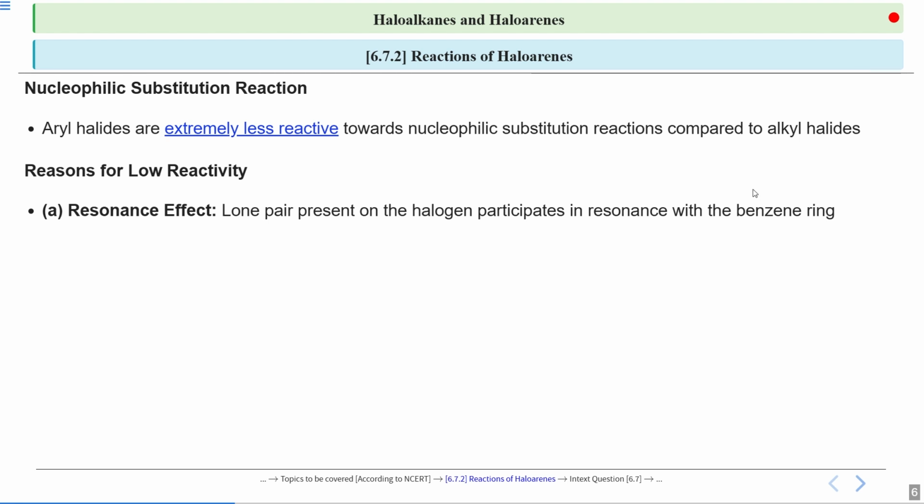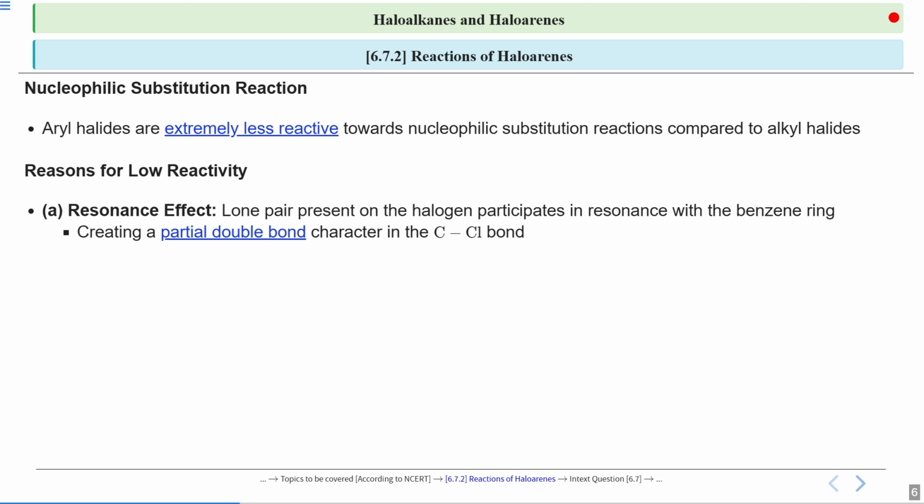Due to the presence of lone pairs on the halogen attached to the benzene ring, these lone pairs participate in the resonance with the benzene ring, and it shows the resonance effect. Due to this, a partial double bond character is built up in the carbon and halogen bond.